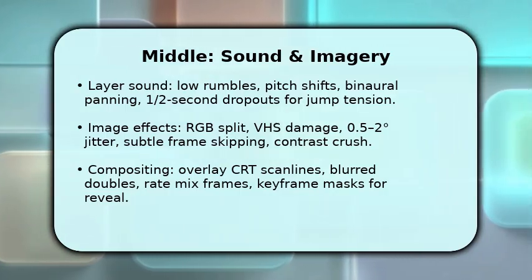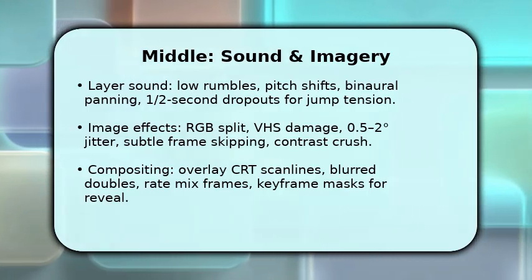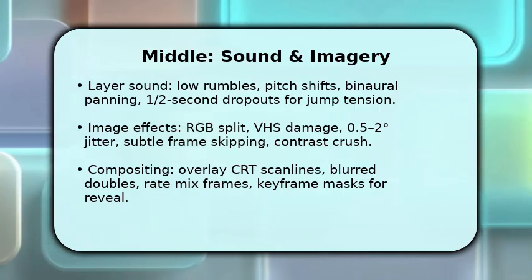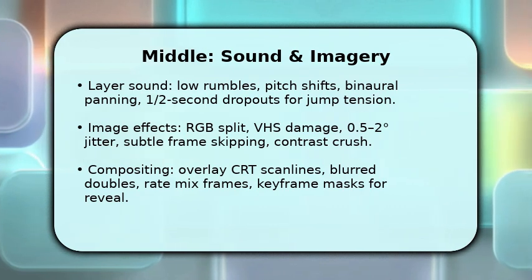For visuals, apply RGB split, VHS grain, and tiny rotational jitter. Keyframe occasional frame skips and doubled images to imply interference. Once you see rhythm, blend composites with soft masks to reveal anomalies slowly.